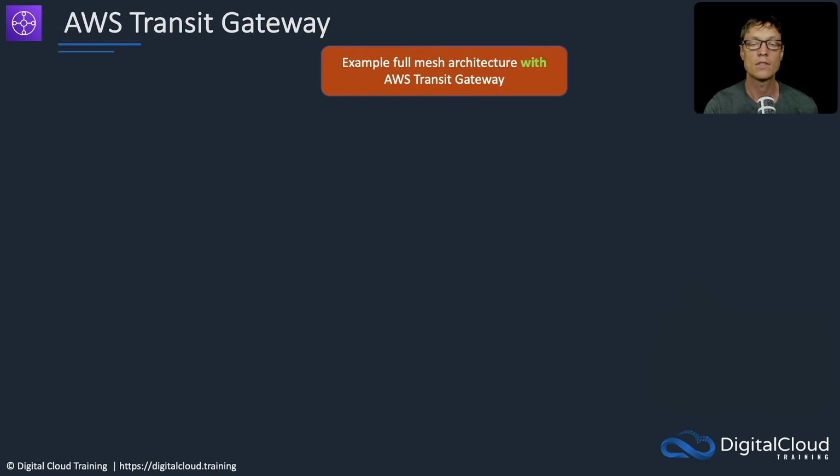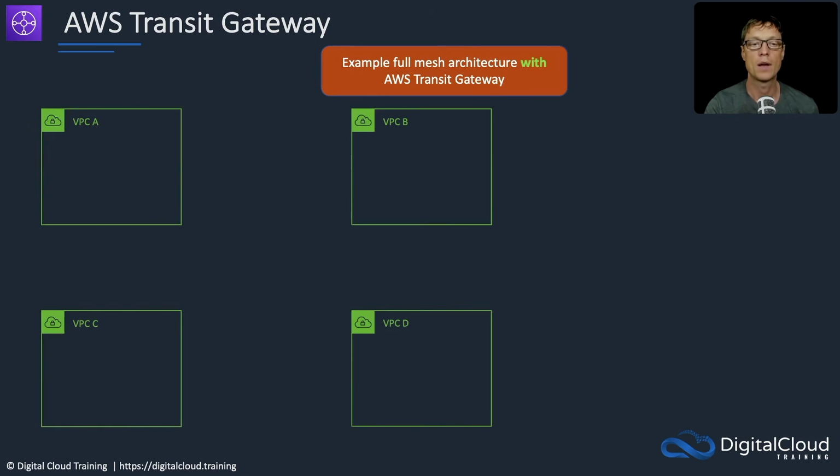Let's now look at the same architecture but with Transit Gateway. In this case, the same 4 VPCs and a corporate office.